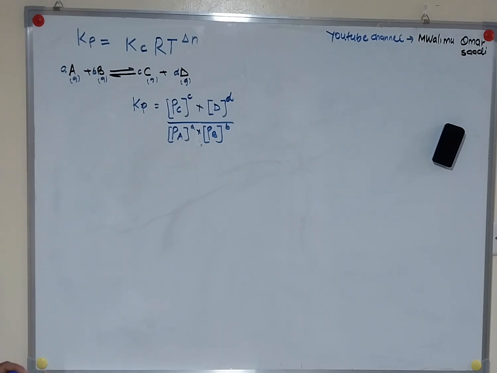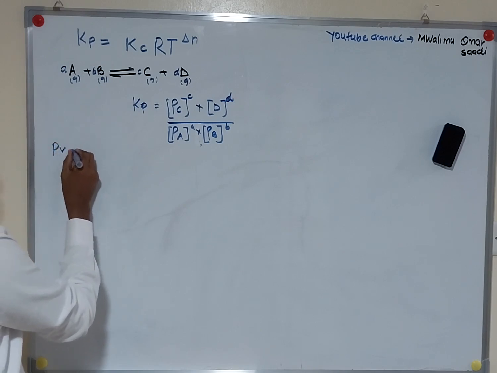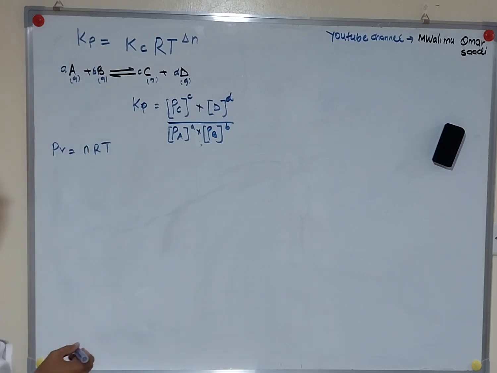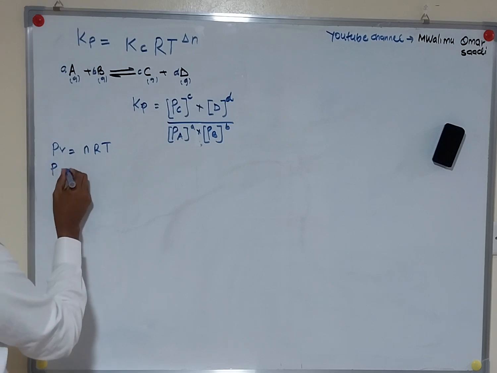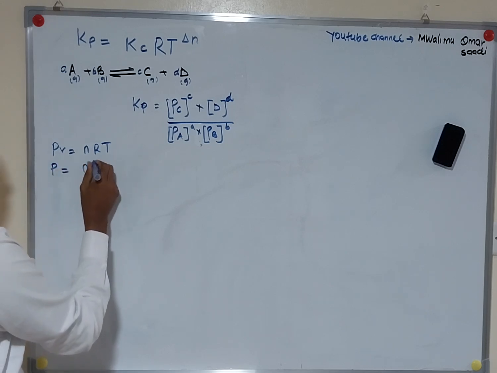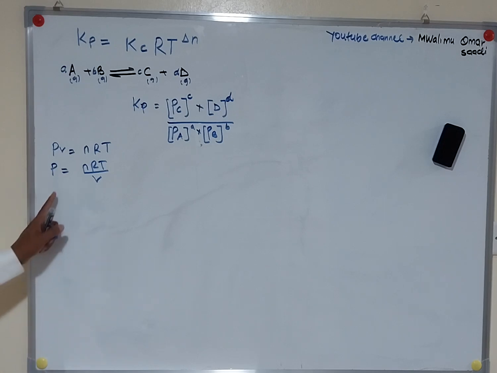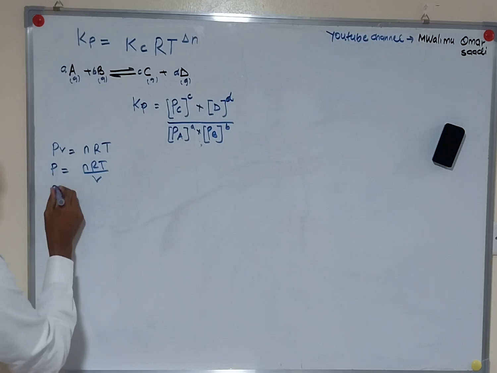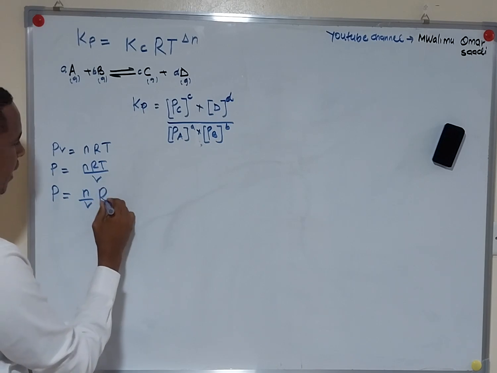Let us consider the ideal gas equation. Ideal gas equation, PV is equal to nRT. So this is the ideal gas equation. So P alone, the pressure, will be equal to nRT all over V. So that means we can separate n over V and RT. So we can have P is equal to n over V times RT.